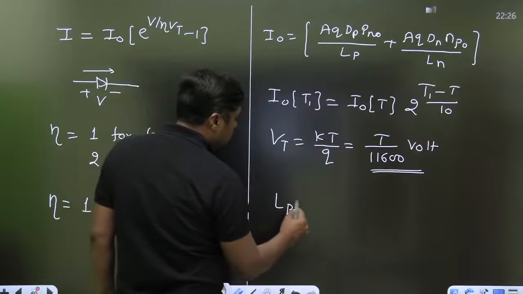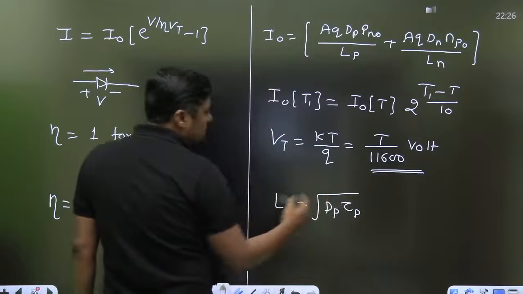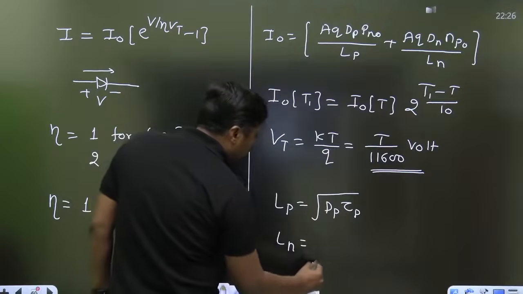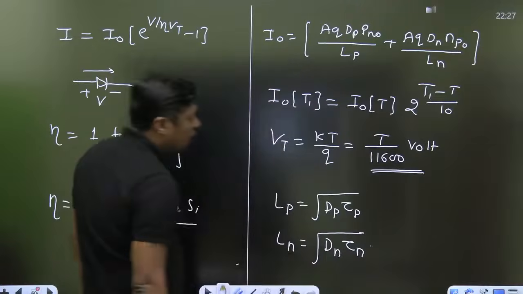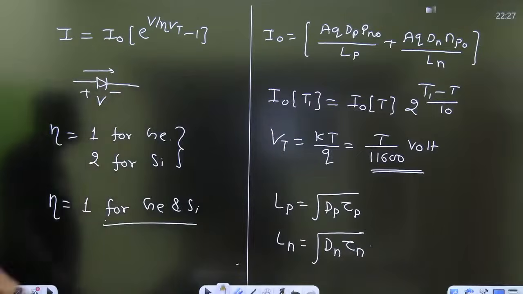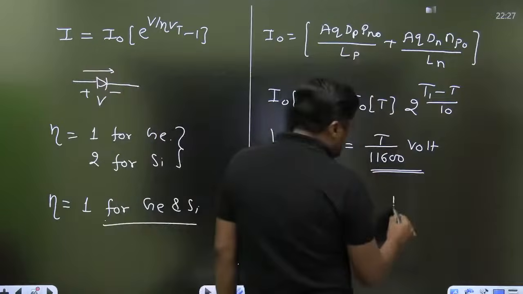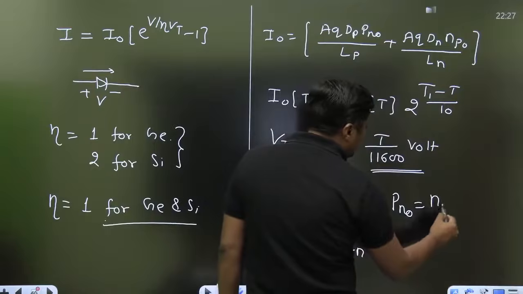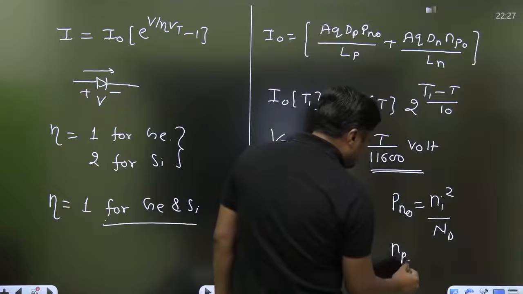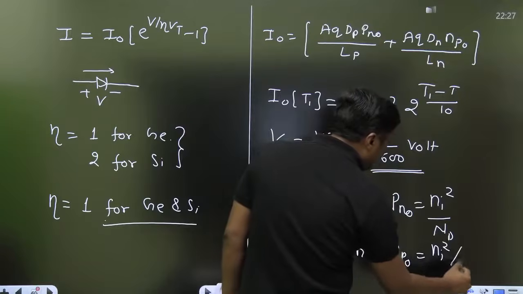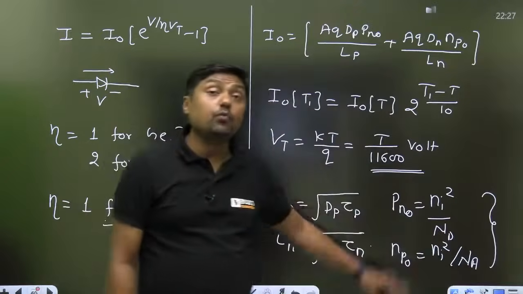And what is the relation? Lp is equal to root over Dp tau p, where tau p is the mean lifetime of hole. Ln is equal to root over Dn tau n. That is the formula. When we ask for the minority charge carrier concentration, pn naught is given by Ni square by Nd, and np naught is given by Ni square by Na. These are the important formulas.